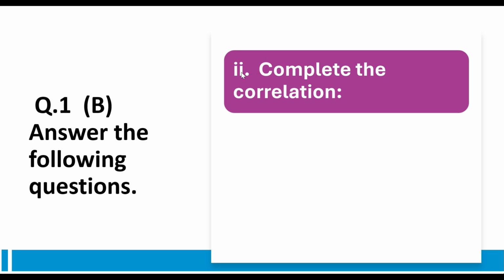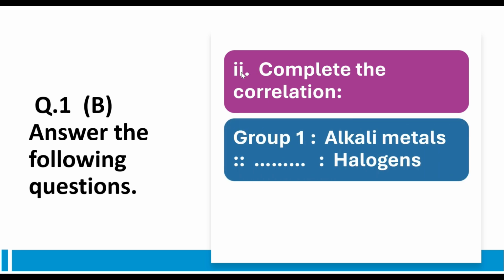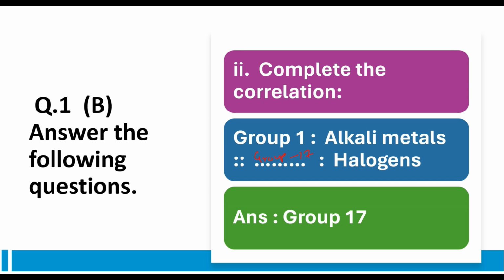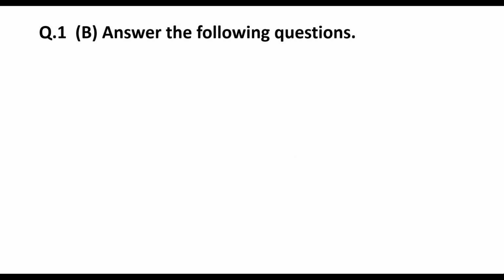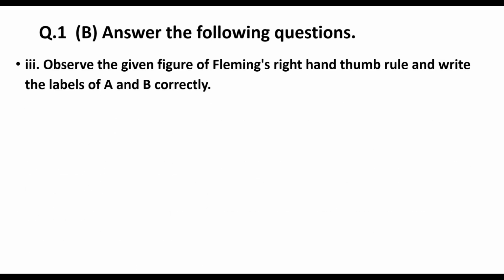Now whenever the correlation type of question comes, you have to write the complete question, such as group 1 is called alkali metal, then what is the relation of the halogen, then you have to complete it and write the answer, that is group number 17 is what we call a group of halogen. It should be clearly written. In that place you can underline that part, whatever answer is there.